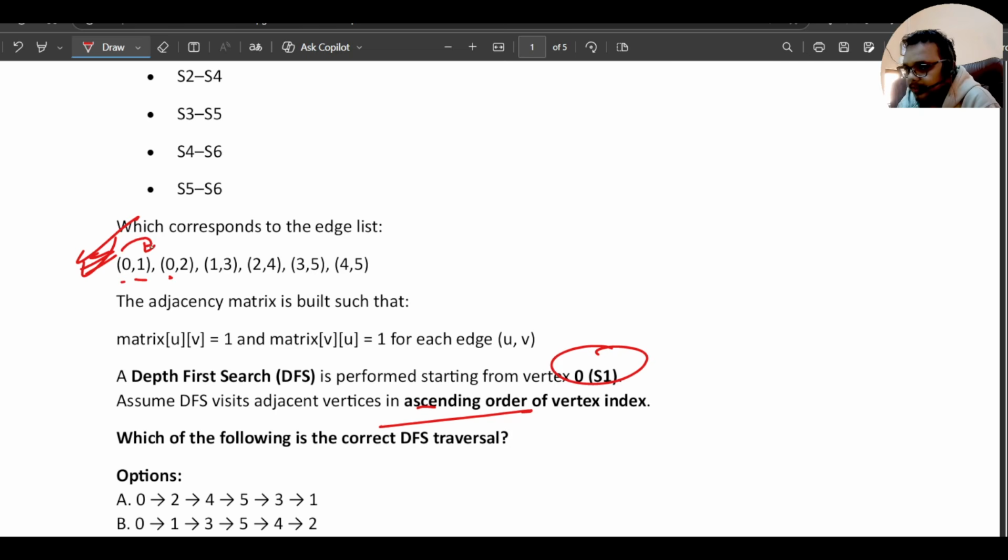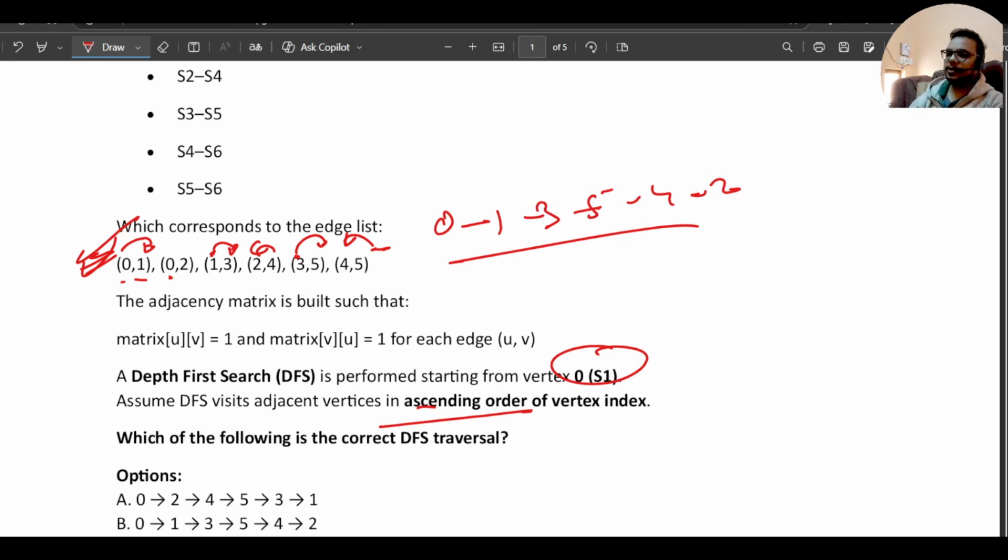Now we have reached 1, so we look at where 1 is in the list. 1 is here. From 1 we will travel to 3. Now look, where is 3? 3 is here. So from 3 we travel to 5. Now look for 5. Here is 5. So from 5 we travel to 4, and from 4 we travel to 2. So this is our answer: 0 to 1, 1 to 3, 3 to 5, 5 to 4, and 4 to 2. Final answer. In 1 minute you can solve it like this.